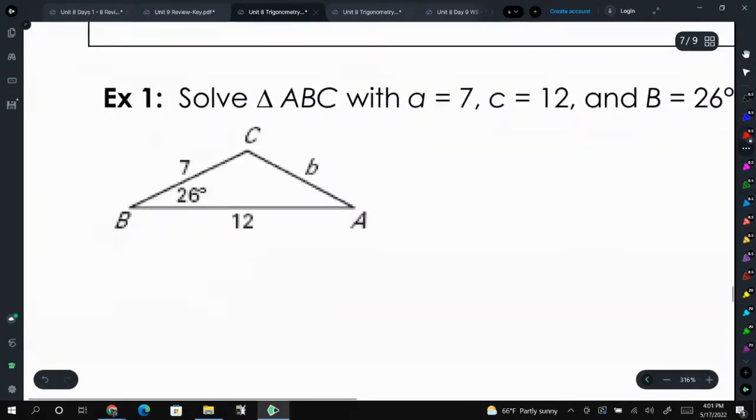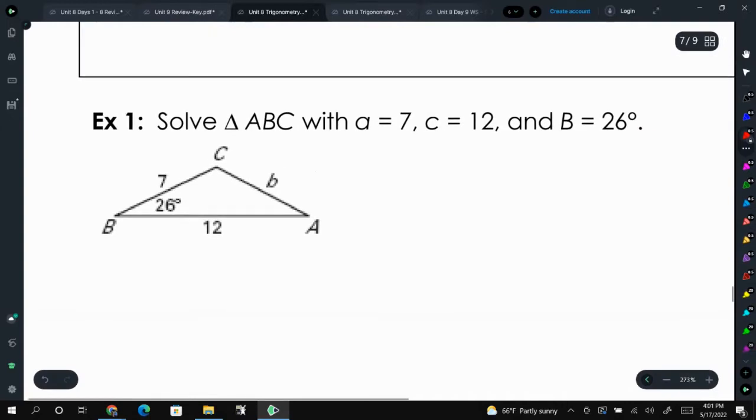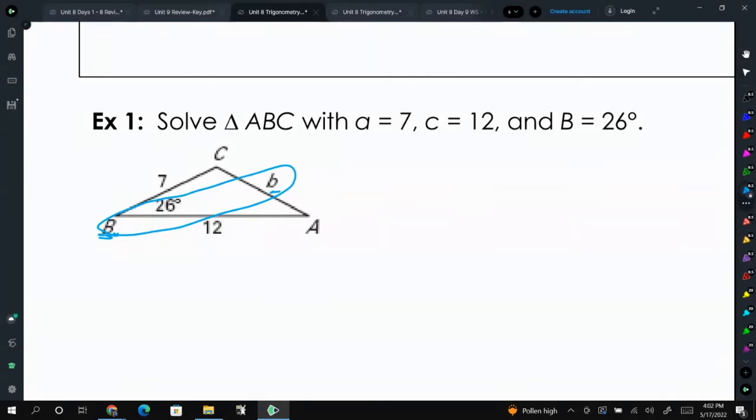So let's look at example number 1, and we have a picture drawn. I know angle B is 26 degrees. I don't know side B, so I'm going to make a loop there. That's one loop. And I know the two sides that form that angle. So I'm going to have to use the law of cosines first to find side B. Once I've done that, I could go back and do law of sines like we did yesterday, or do law of cosines again. I think law of sines is easier, so I'm going to do that instead.